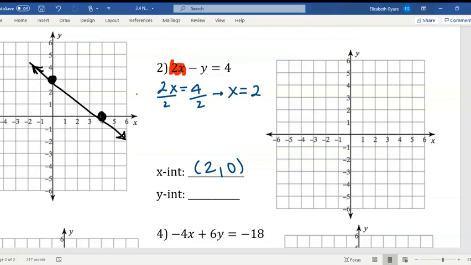Negative y or negative 1y equals 4. I want you guys to pay attention. See how there's a negative in front of that y? Do we just get to ignore that? No. This will be negative y or negative 1y equals 4. Now, I want to get rid of the negative 1 in the front. How do you think I do that?